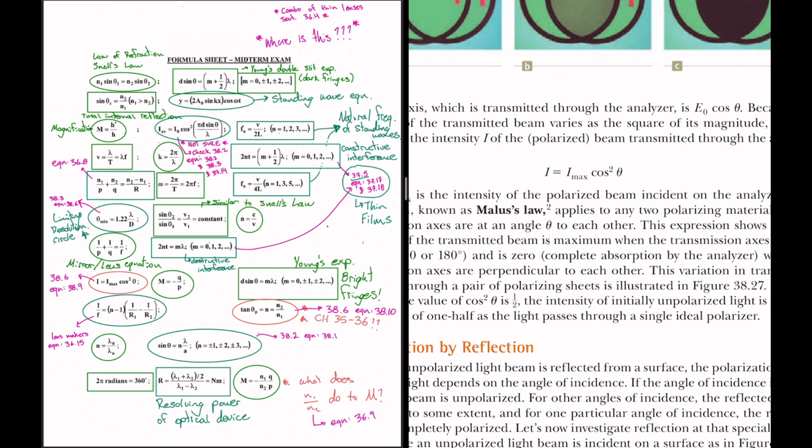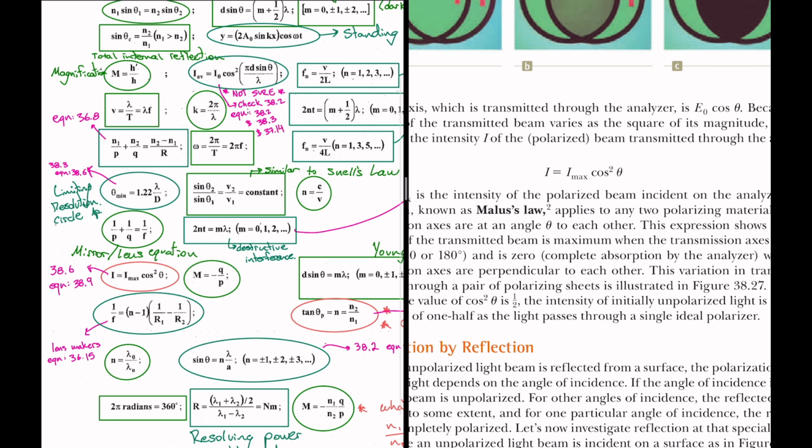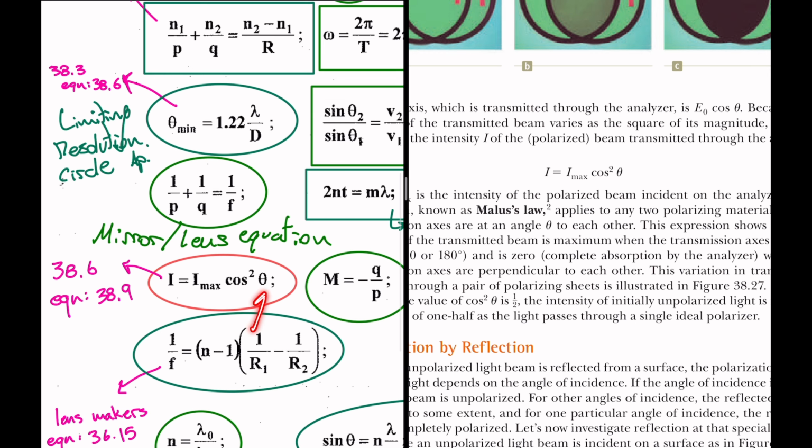I is equal to I max cosine squared theta. Like I said before, this is kind of ringing a bell because we have an I, we have a cosine, we have some complicated stuff in the cosine. But you can see that's the same equation as this one here. And interestingly enough, in this case, we don't have anything complex inside the cosine. We literally just have theta.